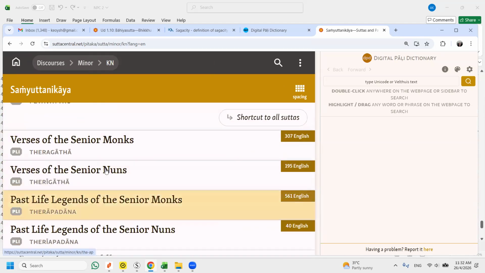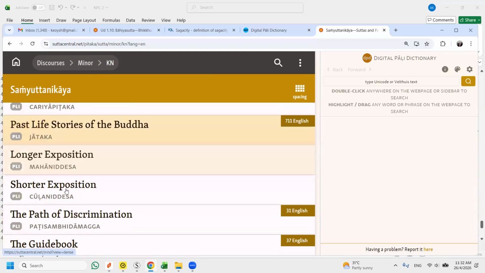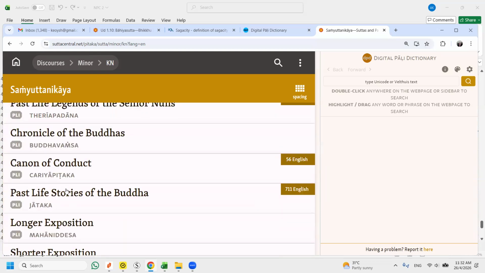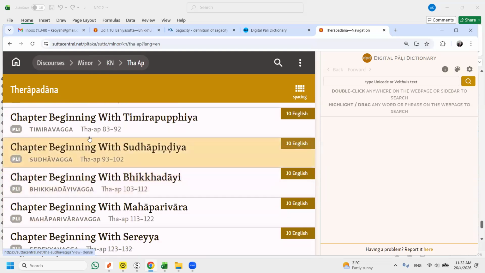And Apadana, it should be this one. Either this or this one. Thera Apadana or Theri Apadana. It will definitely fall within these two. The rest will not. It's definitely under this. Thera. Okay. Can you see the book inside our NPC book, Apadana? So it's under Apadana. It's Thera plus Apadana.